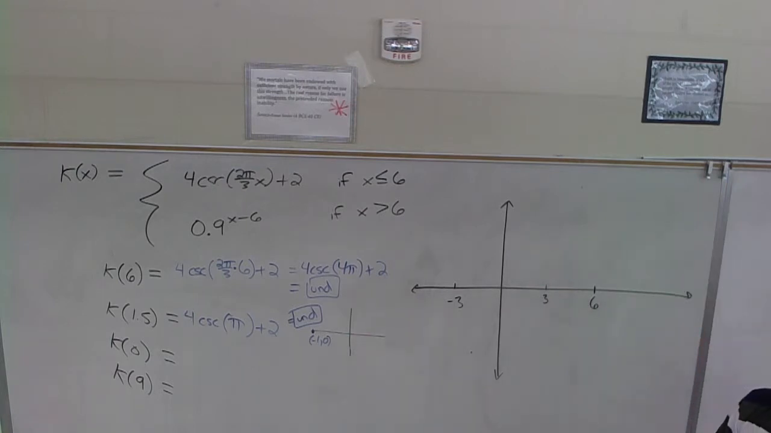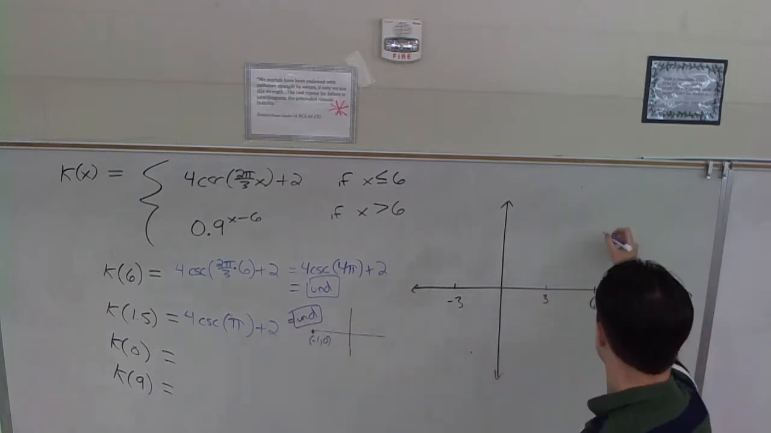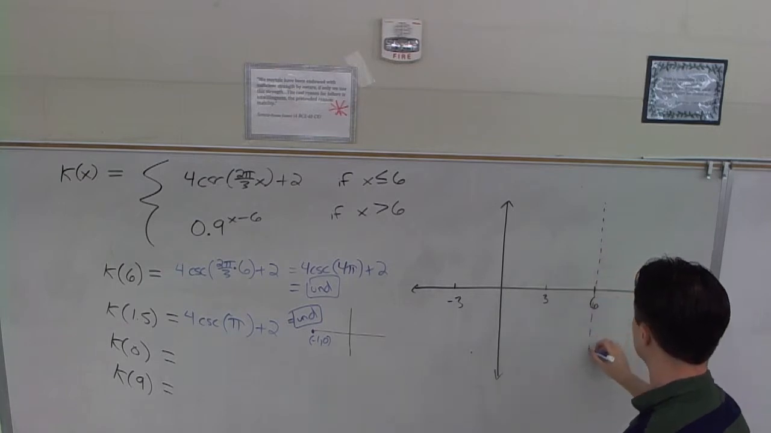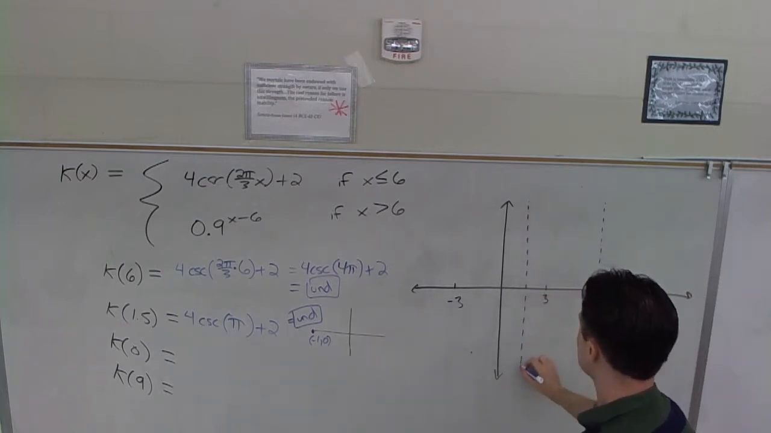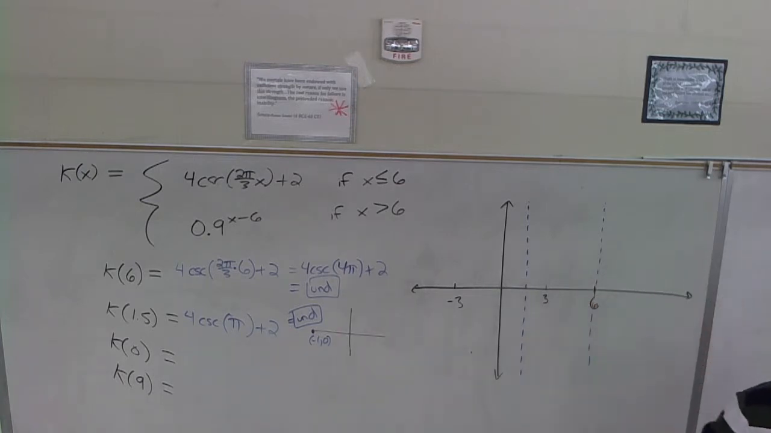In fact, I could just start doing that right now. So at 6, we've got an asymptote. And at 1.5, we've got an asymptote. I hope that when we start graphing it, that matches up. Yeah?